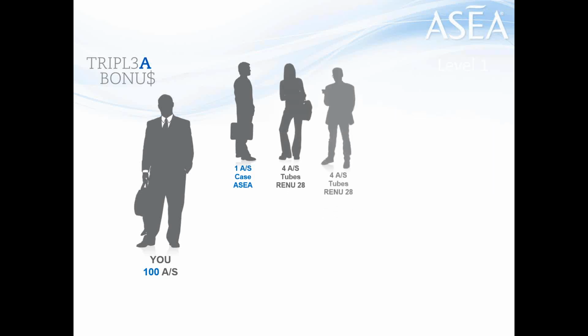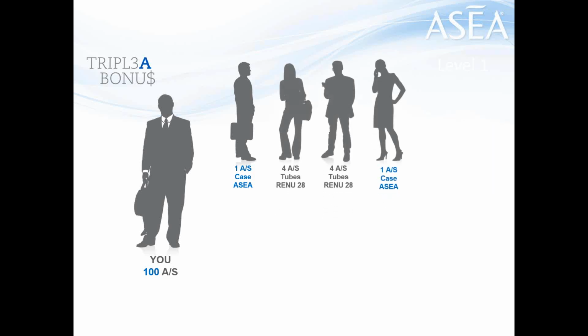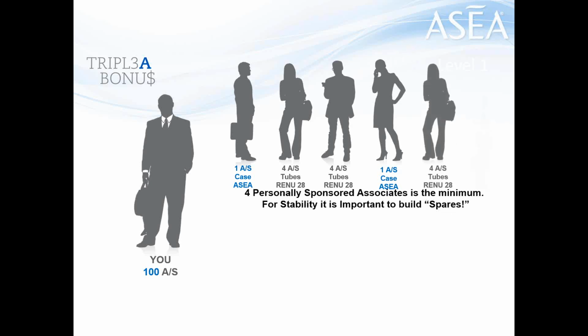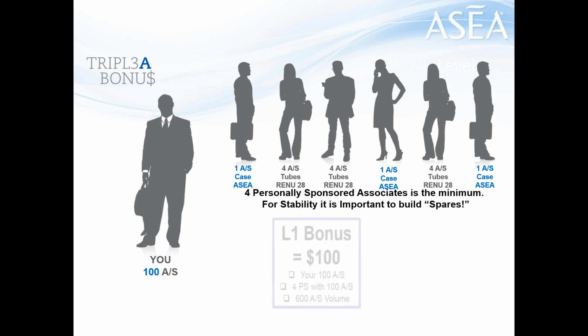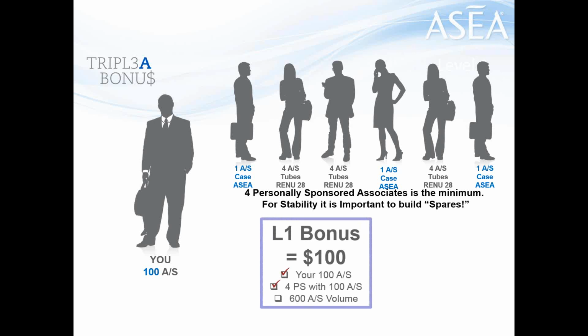Now let's take a look at you signing up these 4 associates. One of them is on a case of ASEA, one of them has 4 tubes of Renew. Actually, 2 of them have 4 tubes of Renew, and 2 of them have 1 case of ASEA. What we really encourage you to do is to have spares. So get a couple extra folks. In this case, someone has 4 tubes of Renew, and another person has 1 case of ASEA auto ship. And in this scenario, you've met all 3 of your requirements right out of the gate. So build those spares. Get those spares. You'll get the volume you need. And I would venture to say try to sign up 8, 10, 20. The more the merrier, right? And the more the wealthier you become.